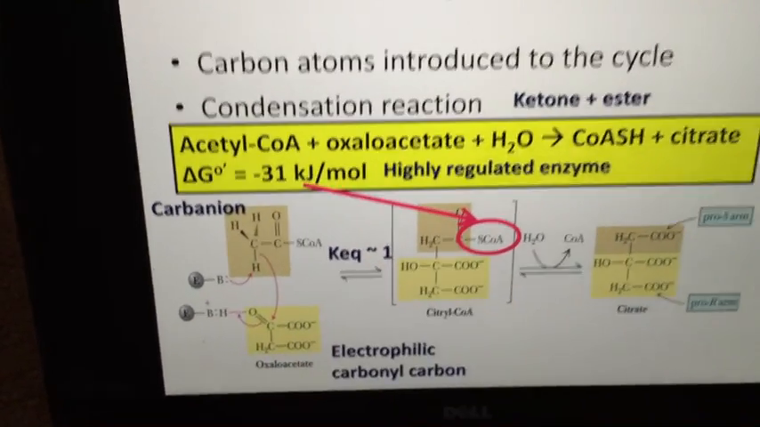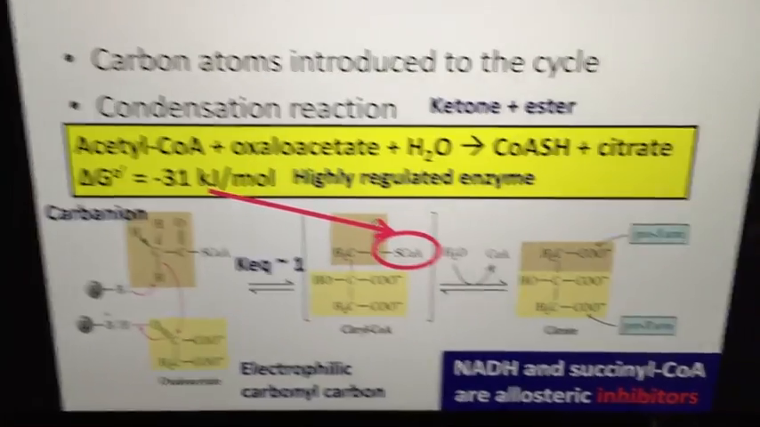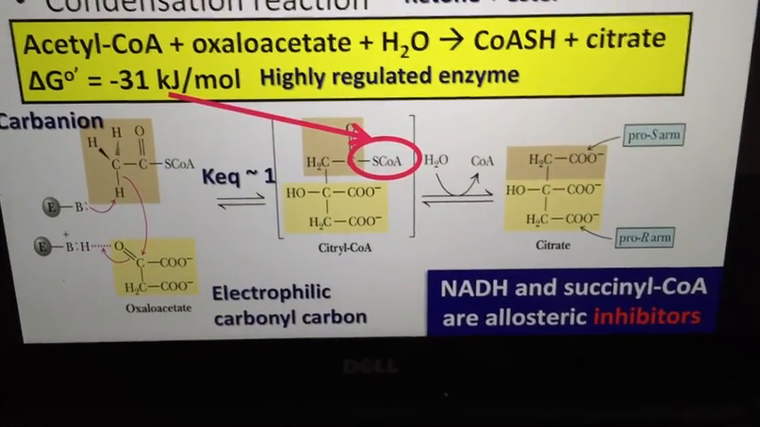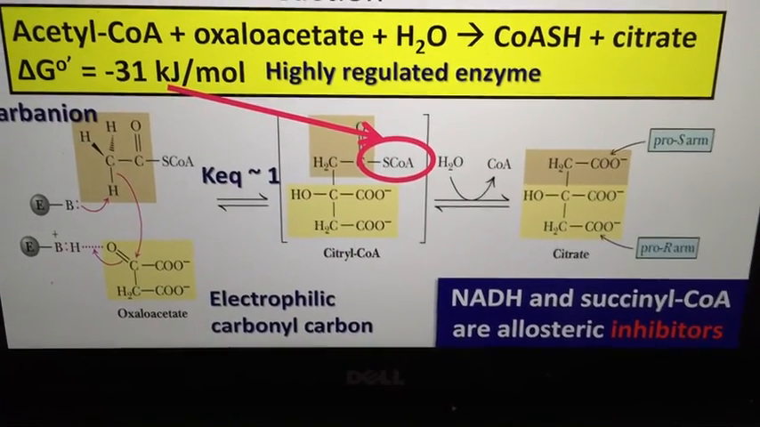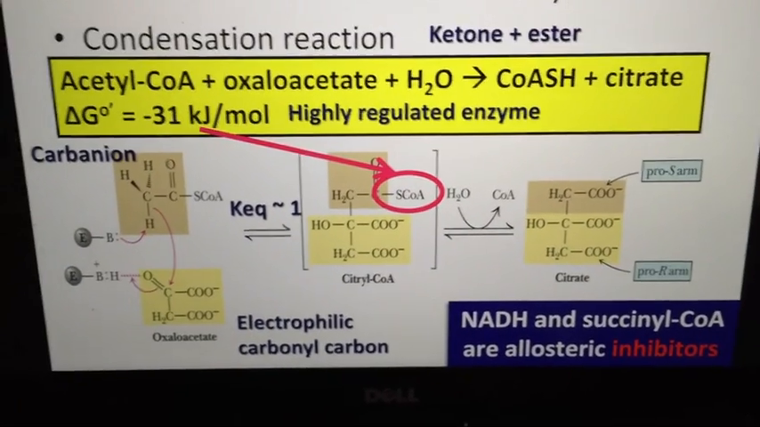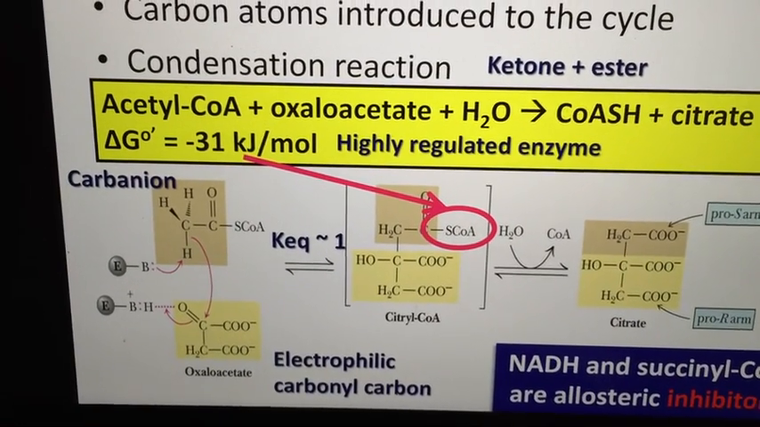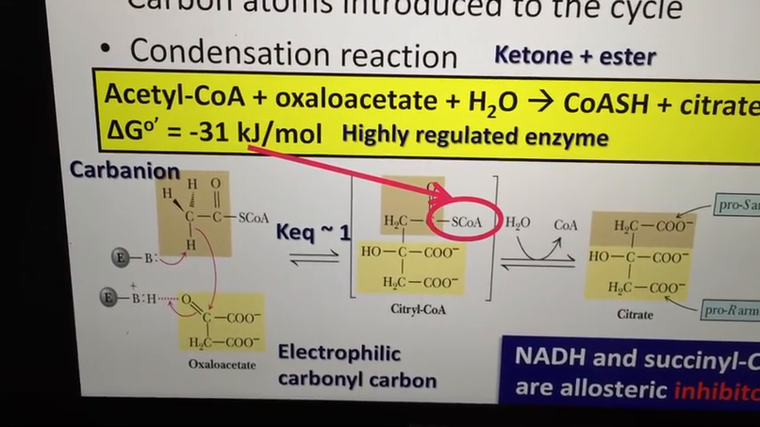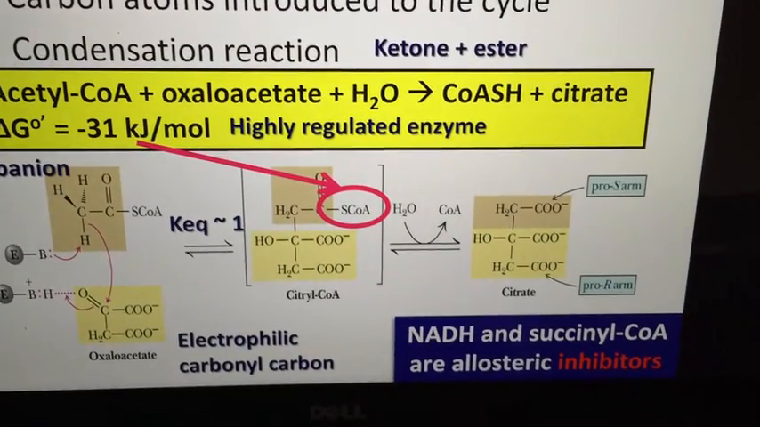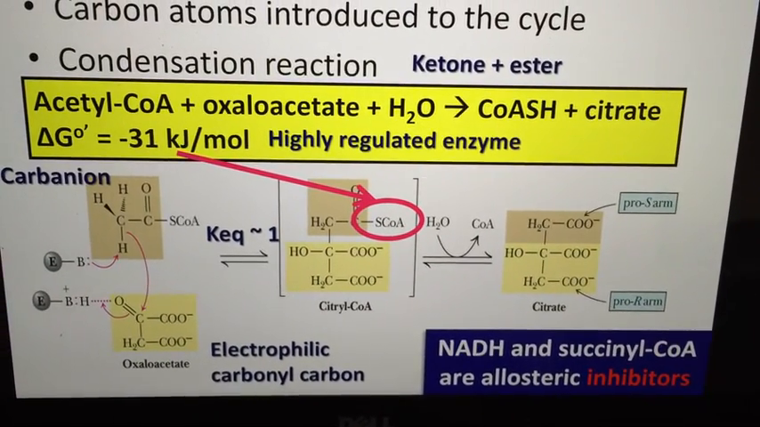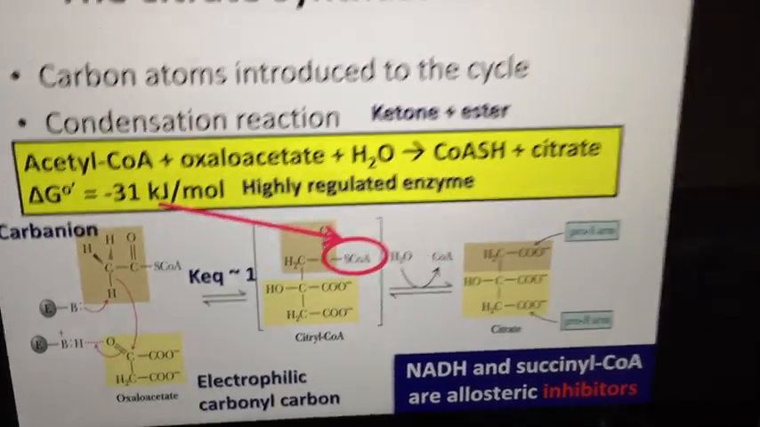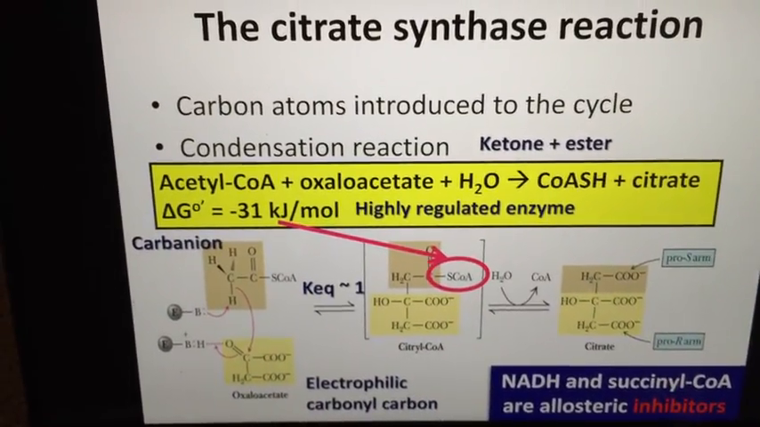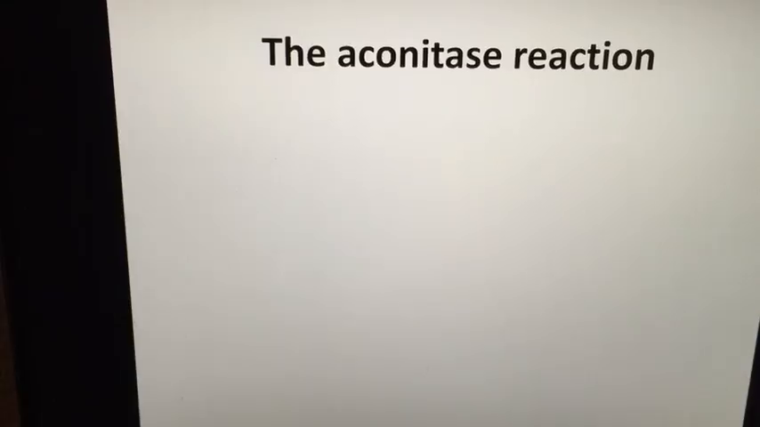Of course, because it's such a large negative number, it is a highly regulated enzyme. And what regulates it? Obviously, things that are products of the citric acid cycle. So NADH obviously is going to down-regulate it. If there's a lot of NADH, it's going to want to inhibit citrate synthase. And similarly with succinyl-CoA, which is an intermediary metabolite in the cycle. So they inhibit citrate synthase, because when there's a lot of them, we don't need to make any more of them.